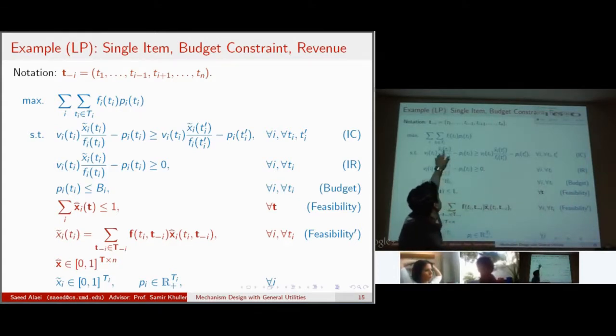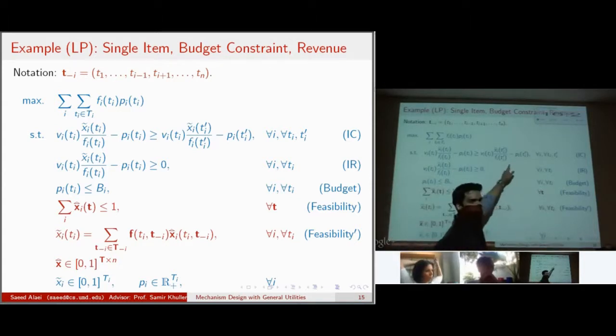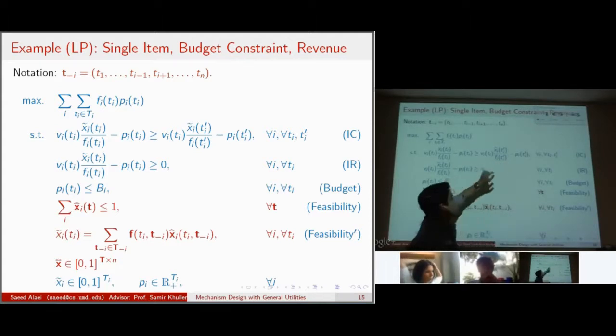On the left side, you have the utility of agent i with type t_i. This is the valuation of the agent, this is the allocation of the agent when reporting type t_i, and this is the payment when reporting type t_i. And on the other side, this is the utility for the same agent when his type is still t_i, but he is lying about his type and reporting t prime. This constraint ensures that there is nothing to gain by lying, because this is less than or equal to this.